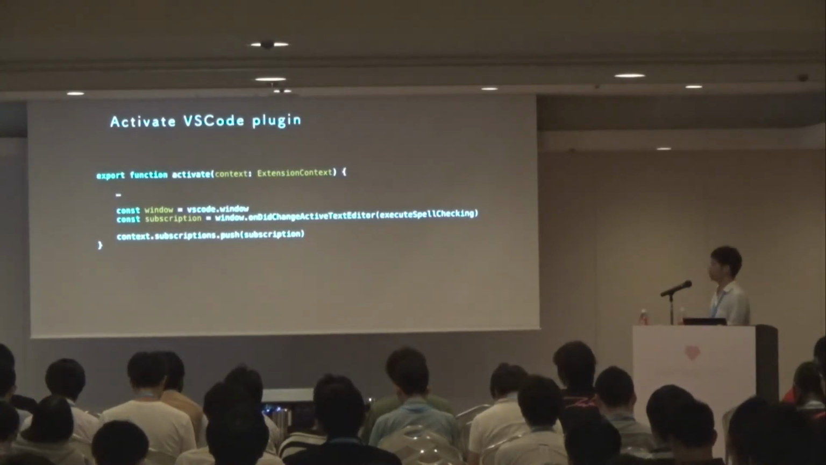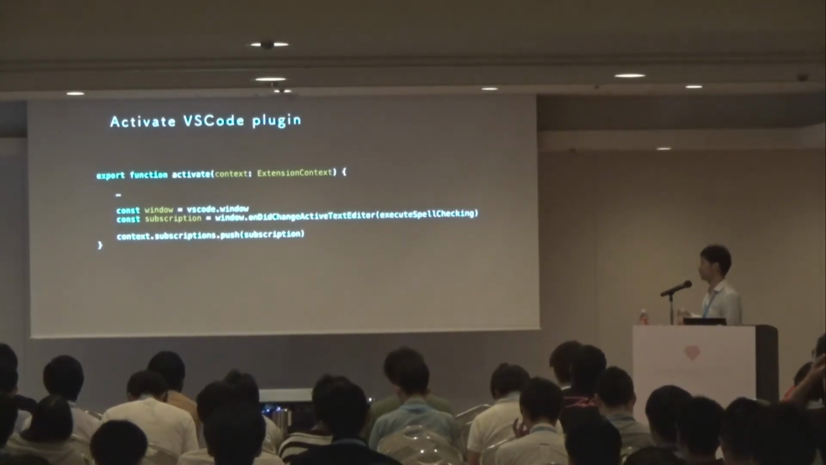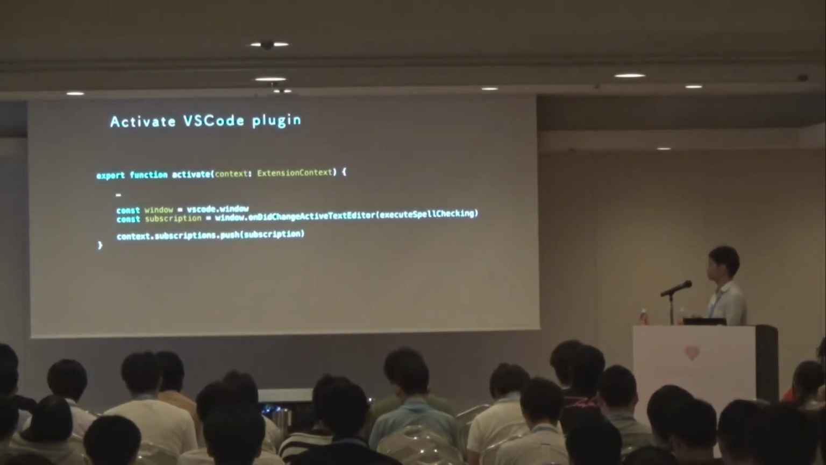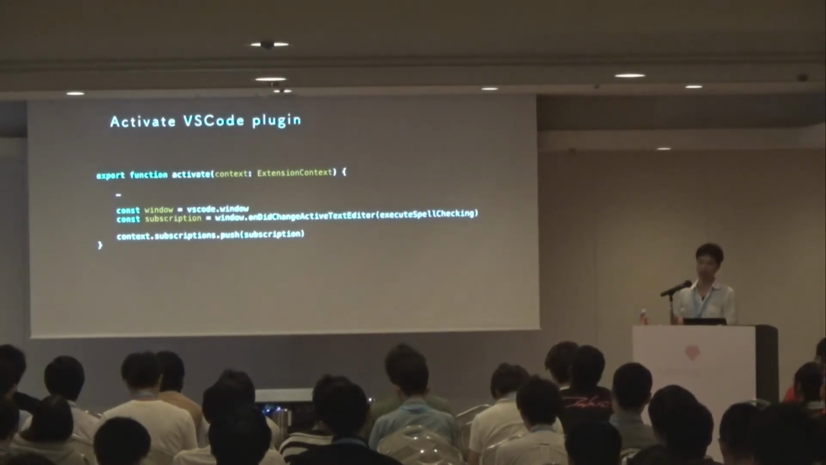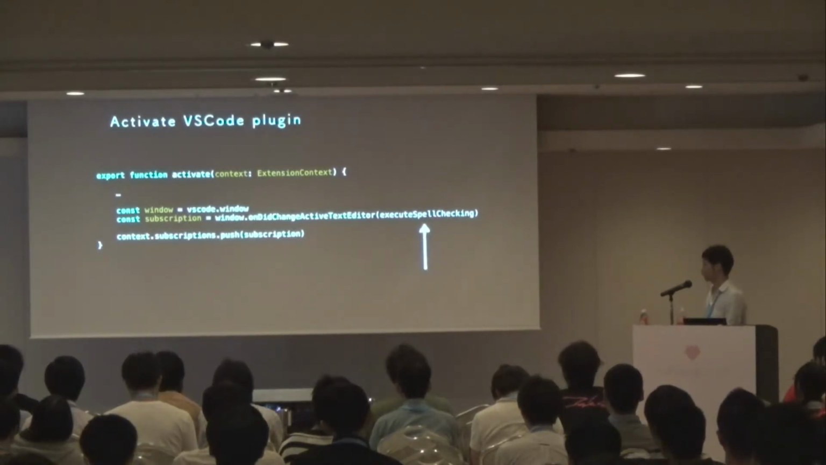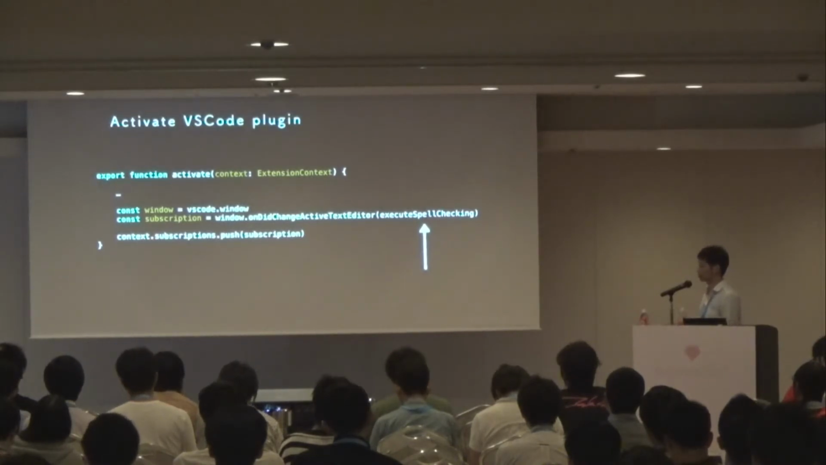So how do we activate a VS Code plugin? This is like main in C. If you want to write a VS Code plugin, every single VS Code plugin has activate. And in this one, we need to register a callback to the editor, meaning that I want to register a callback that gets called every time the user saves a file. And this is what is registered to the window. So let's take a look at what this function does.